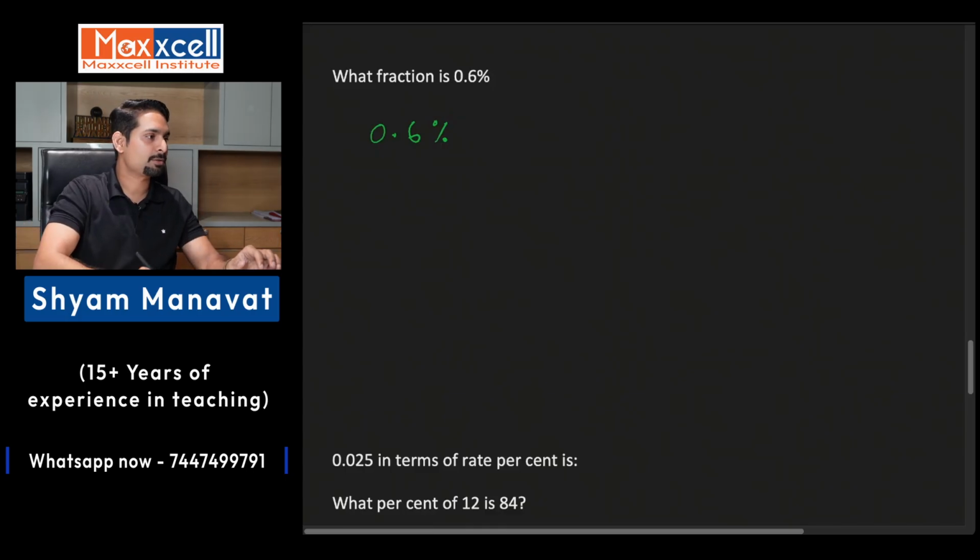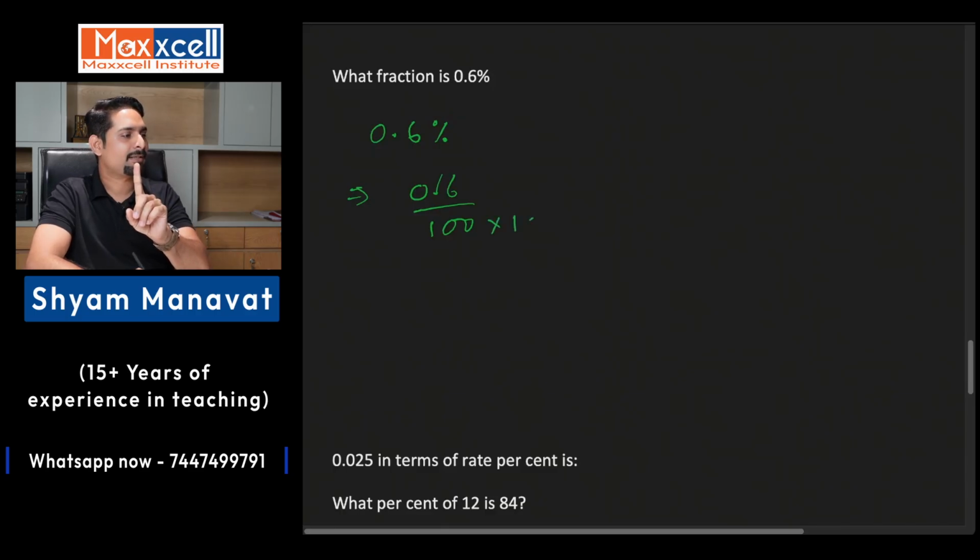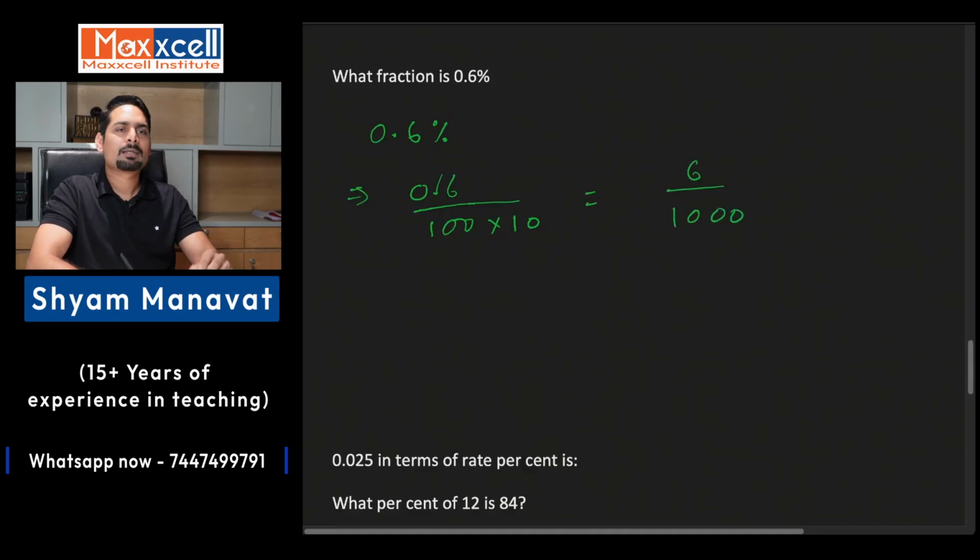Alright, so 0.6 here. Remove the percentage sign. What do we have? 0.6 by 100. Let me remove this decimal also here. After the decimal I have got 1 digit, so after 1 I will have one 0 in the denominator. That's how I got 6 by 1000. That should be okay with you.